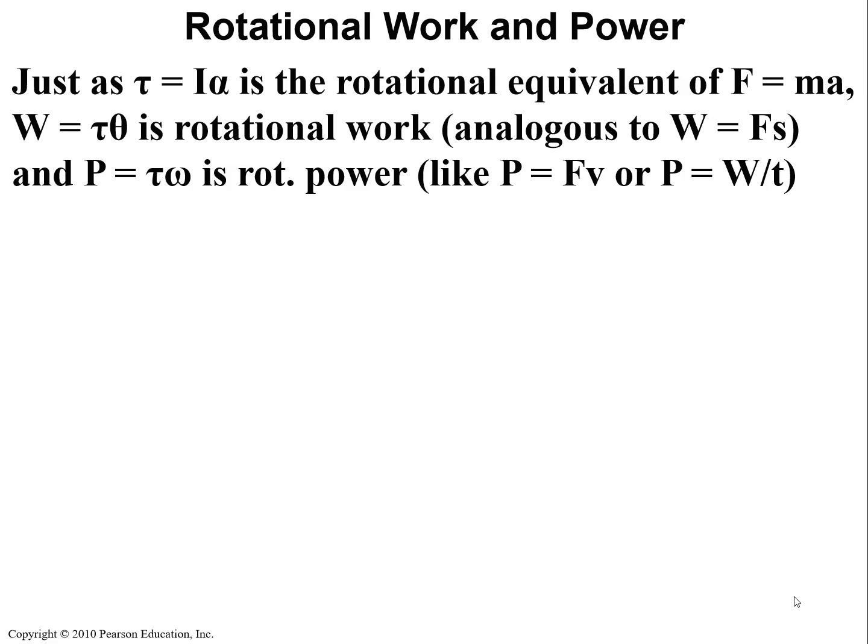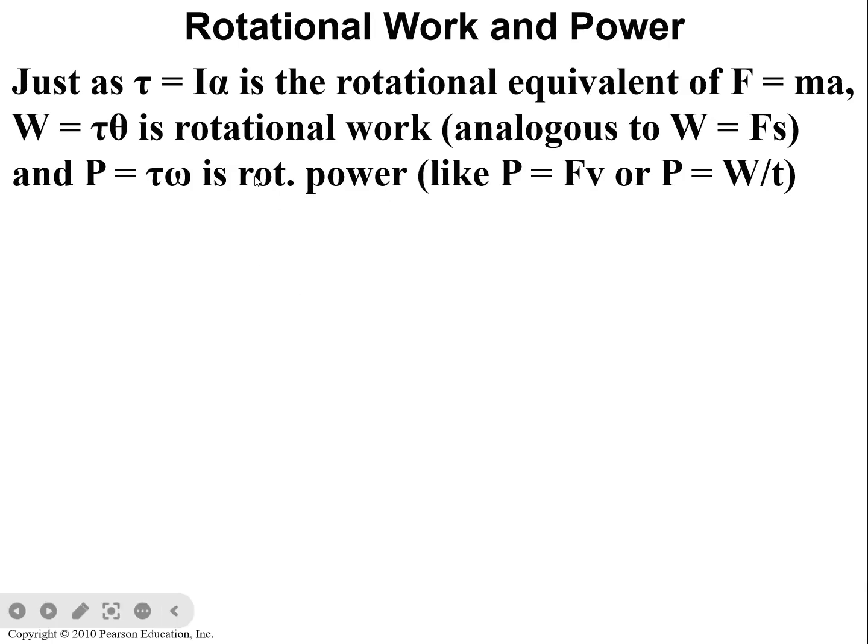And P equals tau omega is rotational power, just like P equals Fv or P equals W over t that we saw in an earlier lesson. Now, just as a reminder of why Fv is the same as W over t, it's just force times displacement over time. Now, if we think of that as force times displacement, all of that divided by time, that would be the average power, which is work over time. But if we think of it as force times displacement over time, then that's where Fv comes from.